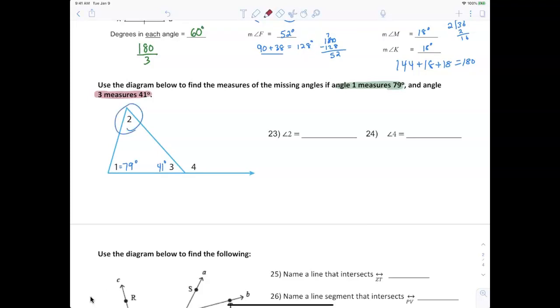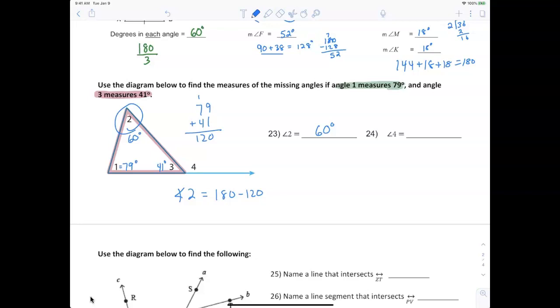This is part of a triangle, and the angles of a triangle add up to 180. So because they add up to 180, you go 79 plus 41, 0, carry the 1. So those two add up to 120 degrees. So angle 2 is going to be 180 minus 120. So angle 2 is 60 degrees. Okay, so I didn't think that was going to be hard for you.